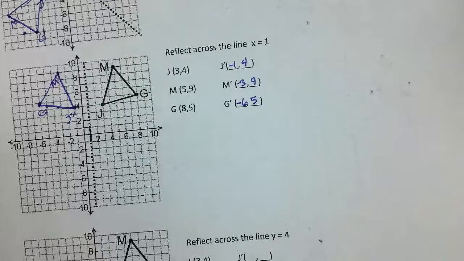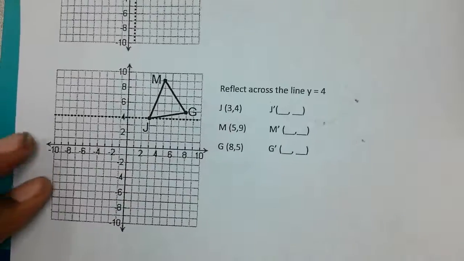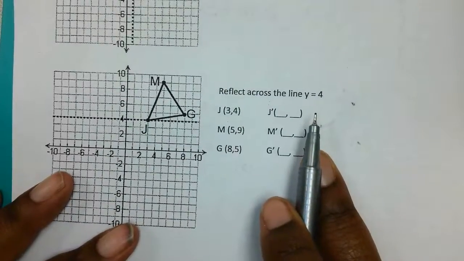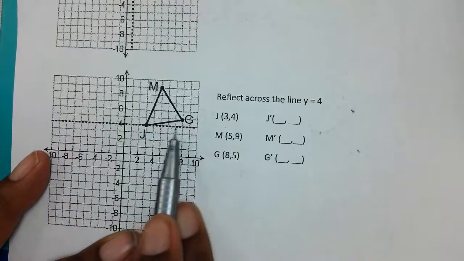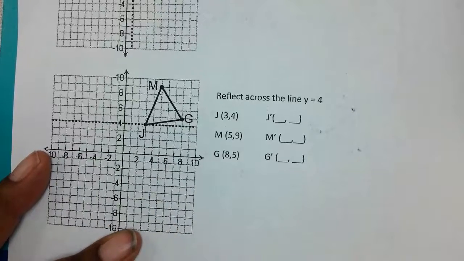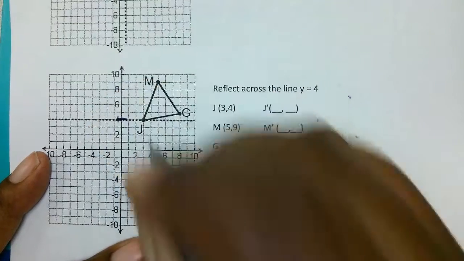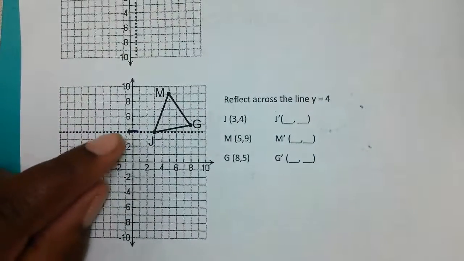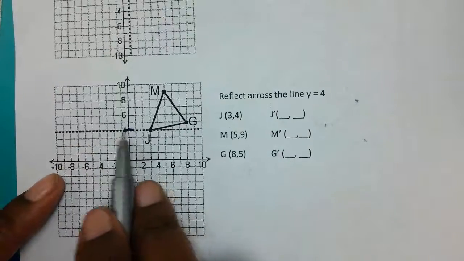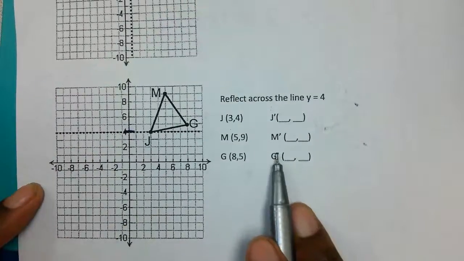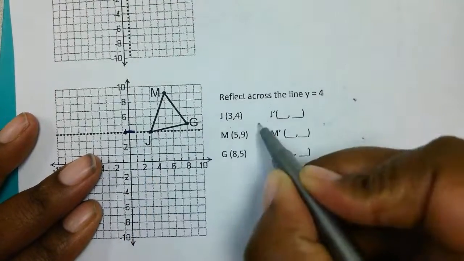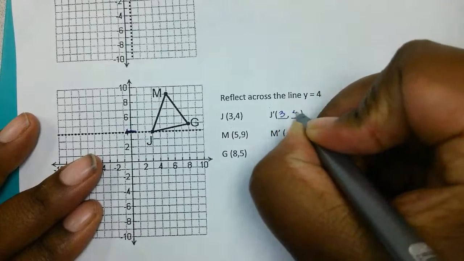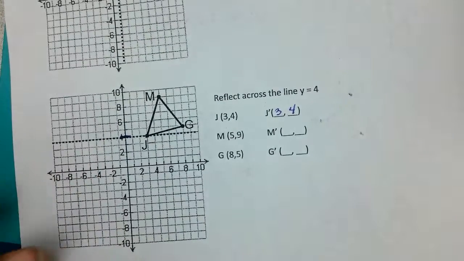Okay. So you do the same thing with y equals a number. On this line, y is always going to be equal to 4. It doesn't matter what point you choose on this line, your y is always going to be equal to 4. It's only crossing my y-axis, and it crosses it at 4. So y equals 4 is this line right here. I need to see how far they are from it. J is exactly on that line, so J prime is going to be on that line too. J prime is the same as J.